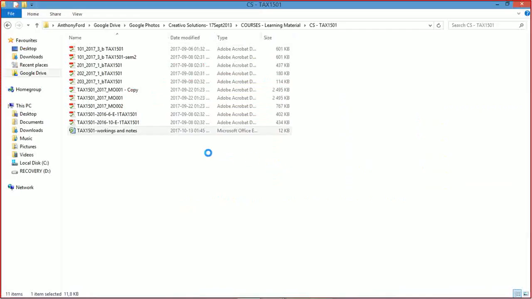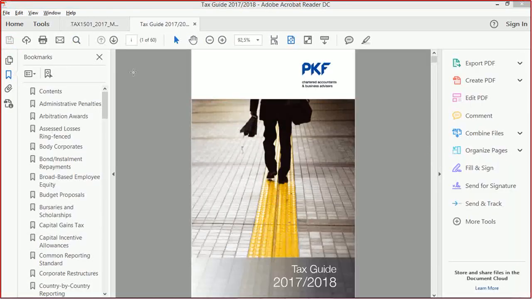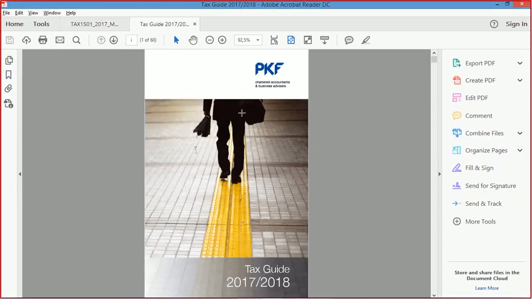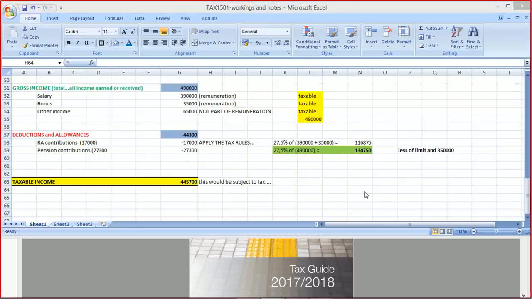Let me bring up the tax booklet. Do I have it here? Okay, let me just put up the tax booklet for you quickly. Okay, so this is a tax booklet guide from PKF, Chartered Accountants and Business Advisors. All different companies bring out these tax guides. I'm just showing you this tax guide. This is the 2017/2018 tax year. So how does the tax year work?